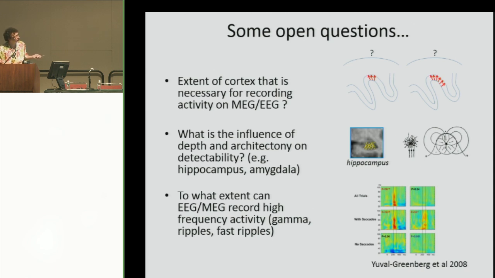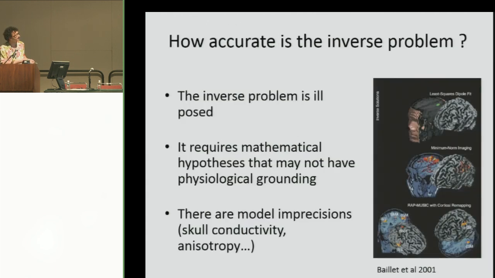These structures are usually seen as a closed field, meaning that the field doesn't go very far away from the region because the organization is not as nice as the pyramidal cells of the neocortex. But as you'll see, there is some hope to see deep activity. Another important topic is the extent to which EEG and MEG can record high frequency activity, gamma band, or even higher, the ripples or fast ripple band. I'll present that in more detail.